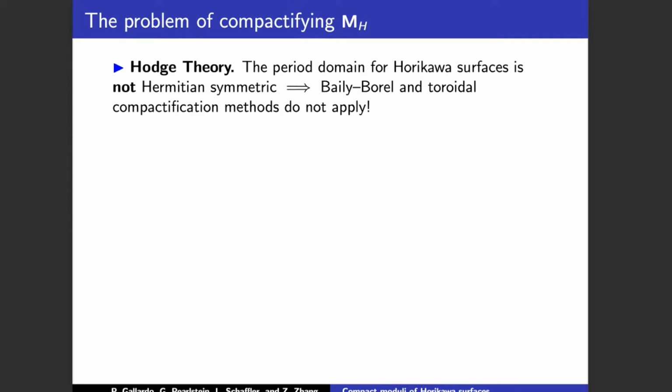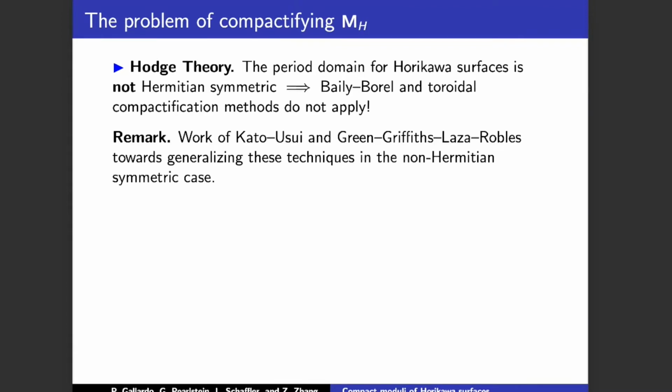And actually, this was great motivation for work of Kato and Usui and Green, Griffiths, Laza, and Robles that aim at generalizing those techniques, Baily-Borel and toroidal, in this non-Hermitian symmetric case. And by the way, this example that we want to discuss today of Horikawa surfaces will be really the very first non-trivial example that you want to study within this framework.